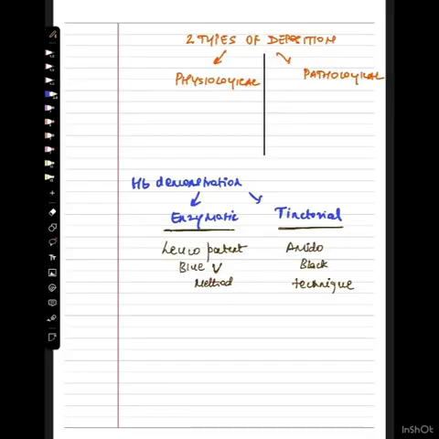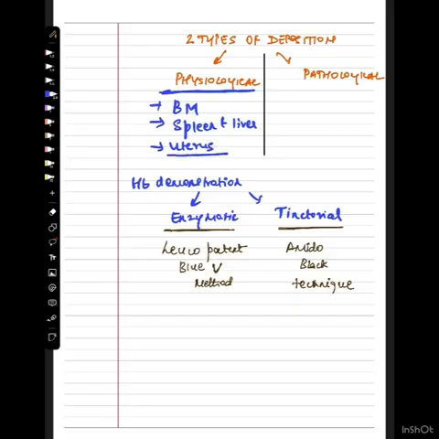There are two types of deposition when it comes to hemoglobin. The first is physiological deposition. Hemoglobin is deposited in the bone marrow, spleen and liver, and in the uterus. In the uterus, during menstruation, Hb from the breakdown of RBCs is deposited in the endometrial tissue.